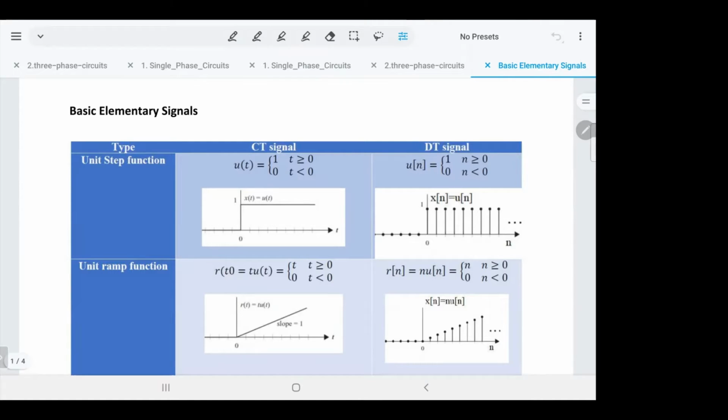And it's defined as you see here. It equals 1 when n is greater than or equal to 0. At 0 it is equal to 1 also. But when n equals -1, the signal is equal to 0. So that's the unit step signal.